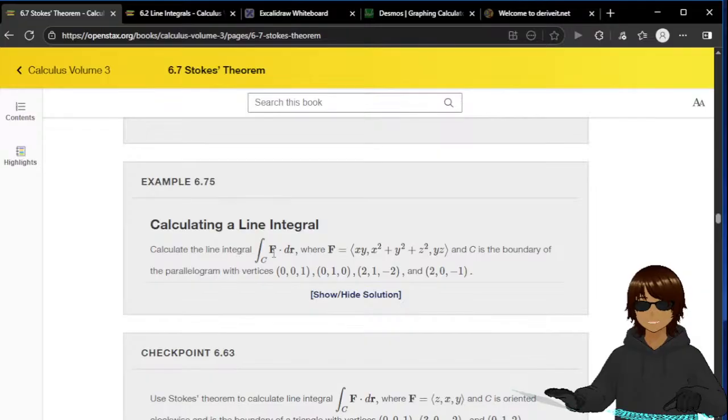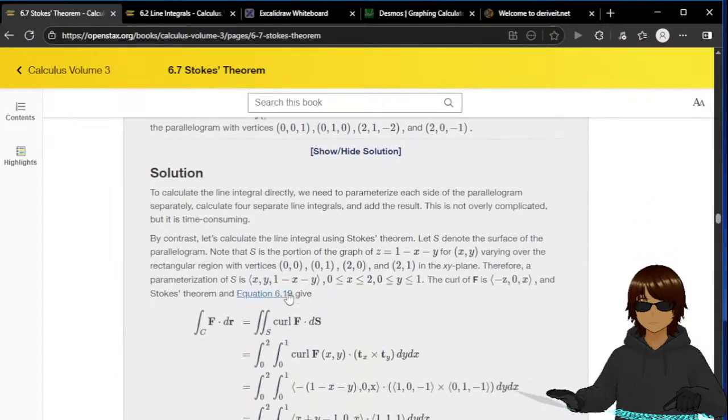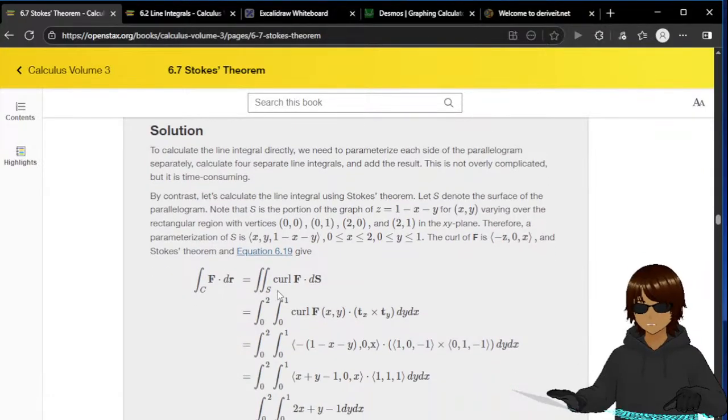Calculate the line integral of F dot dr, where F is this and C is the boundary of the parallelogram with the vertices (0, 0, 1), (0, 1, 0), (2, 1, -2), and (2, 0, -1). So they're going to use the curl of F, xy dot dx cross dy.